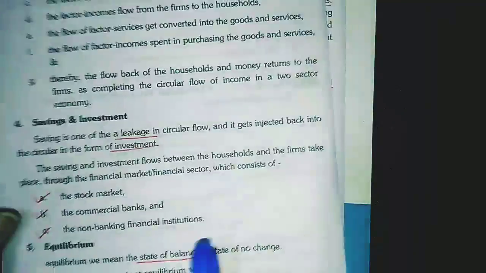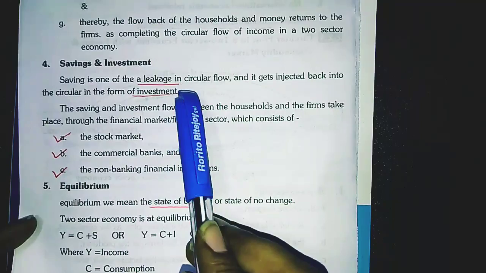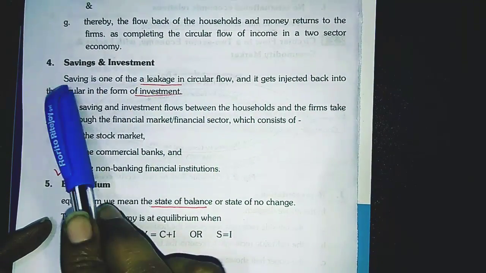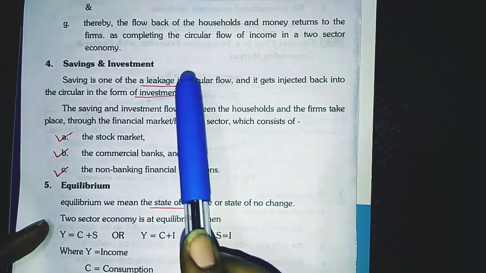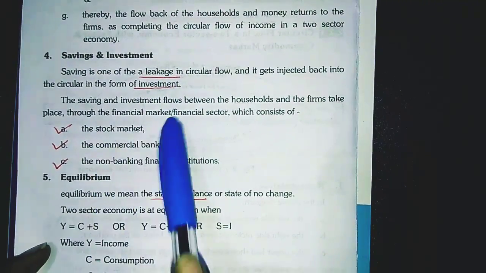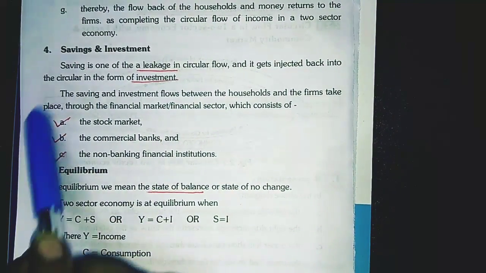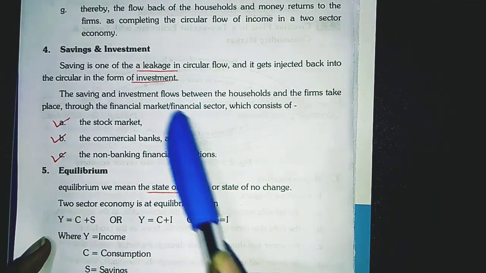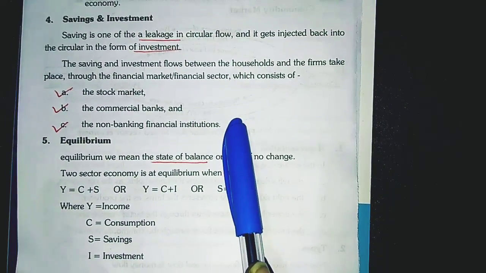Now the next one is savings and investment. Savings is considered as the leakage in the economy. Again, this savings is put in the form of investment, and this investment is done through the financial markets or the financial sectors. Which are those sectors? That is stock market, commercial banks, non-banking financial institutions.